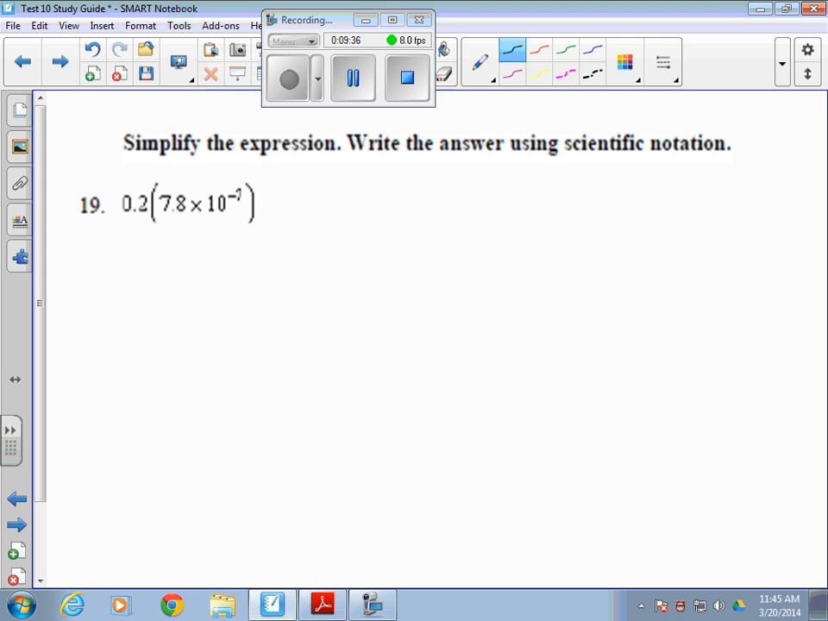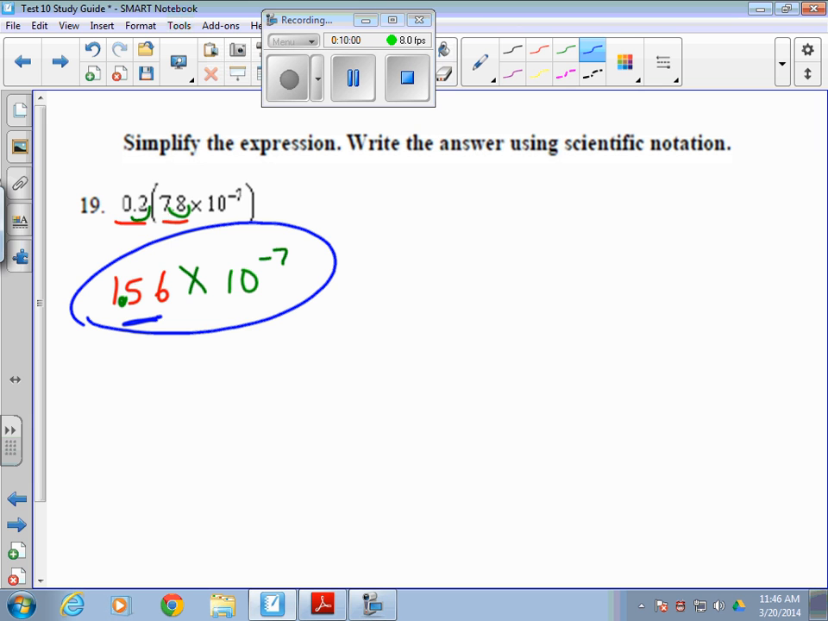Simplifying this expression, write it in scientific notation. You simply multiply the coefficients. 0.2 times 7.8. 2 times 8 is 16. Carry 1. 2 times 7, 14. Plus 1, 156. You have to move the decimal once, twice, so you get 1.56 times 10 to the negative 7th. Check this number to make sure it's between 1 and 10. It is. That is scientific notation. 1.56 times 10 to the negative 7.